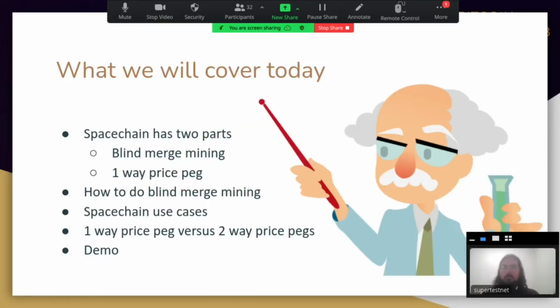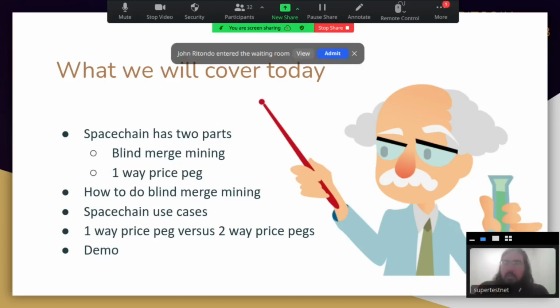So we're going to cover the two main parts of what a Spacechain is, which is two things that constitute a Spacechain. It is a sidechain that has blind merge mining, I'll tell you what that is, and it has something called a one-way peg. So those are the two parts that combine together to make a Spacechain.